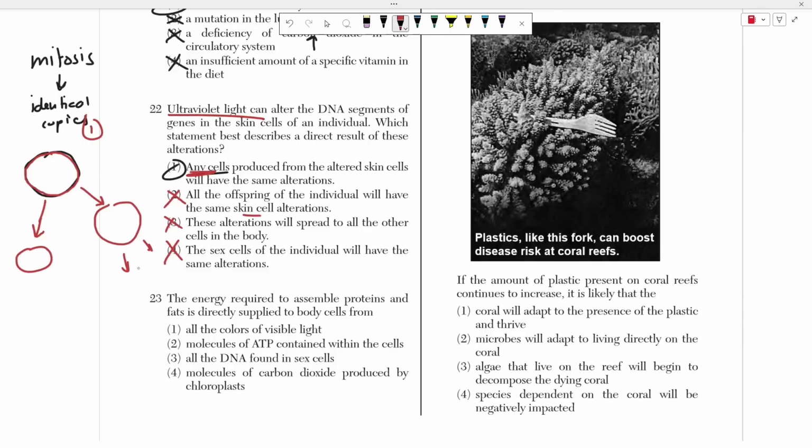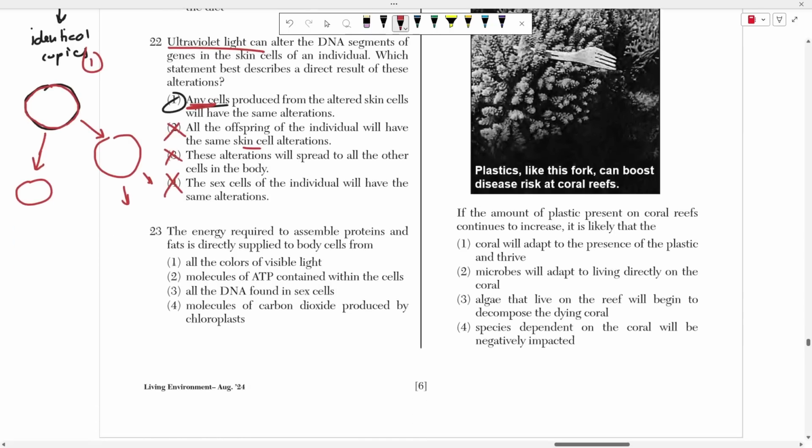Okay. 23 says that the energy required to assemble proteins and fats is directly supplied to the body from what? From 20. So it's going to be choice 1. All colors of visible light. No, the energy required to assemble proteins and fats directly supplied to the body cells is from molecules of ATP contained within the cells. Remember that the unit of energy in life is going to be adenosine triphosphate, ATP. That's all of the energy. Okay? All colors of visible light.